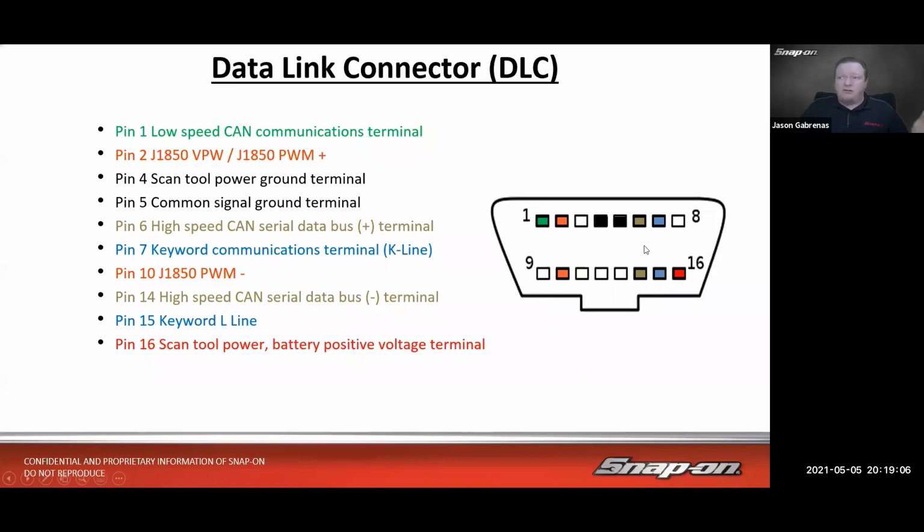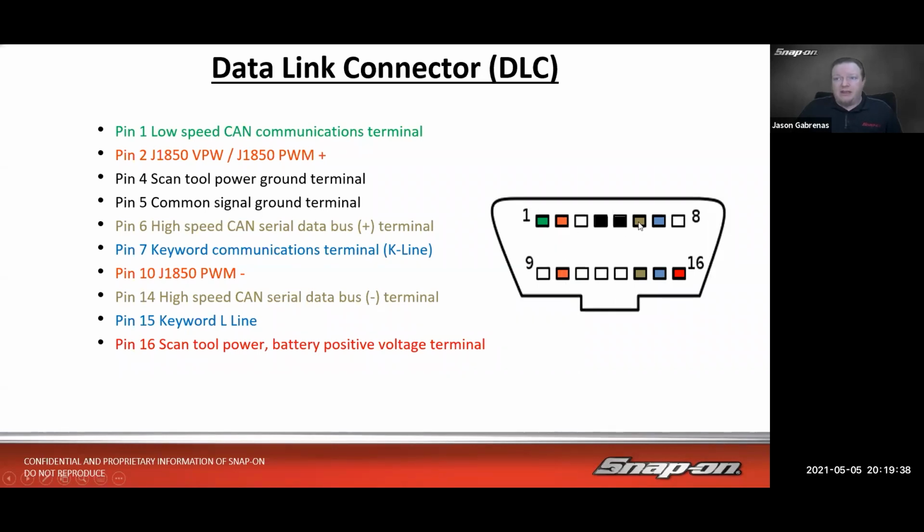Here's a standardized pinout of a data link connector. Some of these other pins can be used, but standardized, we have pins 4 and 5 are going to be our ground. Pin 16 is going to be power. Pin 1 is often used for low-speed CAN. I know on GM that they'll terminate their low-speed CAN there. It's a single wire. J1850 for variable pulse width, that's a single wire network. That's pin 2. Pulse width modulated, which is often used on Fords, that would be on pins 2 and 10. So that's a 2-wire network.